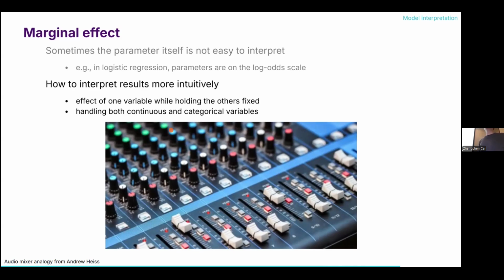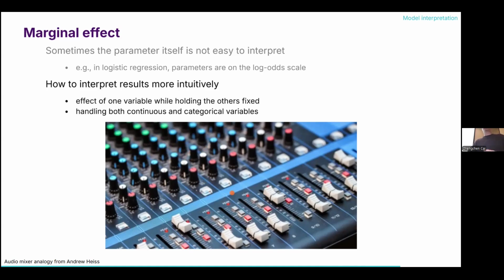And then you change this variable only, and you check what the outcome is, how the outcome changes, so that you learn the effect of that variable, which is the most intuitive way to understand your effect, which is also related to your research question.